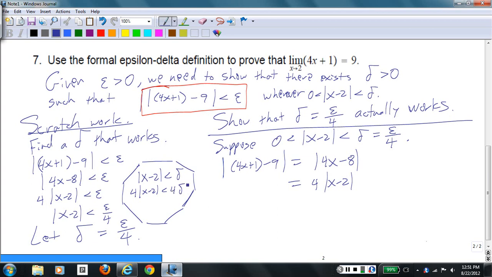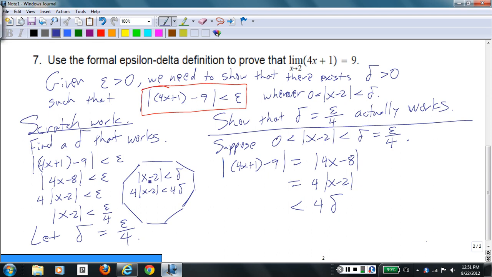Four times the absolute value of x minus 2 is less than 4 times delta. That's kind of key. I found in the past that's the hardest step in the entire process for students to see when I have this and just jump down and say that. It's different looking at it vertically than it is horizontally.